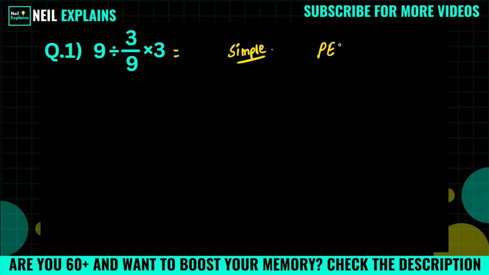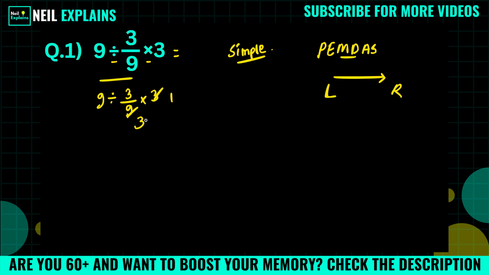We will solve with PEMDAS, step by step. Here two operations are there, division and multiplication, and both have the same priority, so we have to solve from left to right. But many people solve it like this: 9 ÷ 3 × 9 × 3, and then 3 × 9 × 3 is 81, and 1 divided by 9, that is 9. So this is the wrong way. Don't try to solve like this. I will solve it in the correct way.